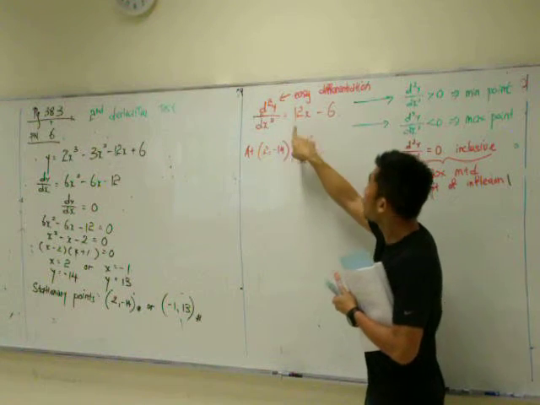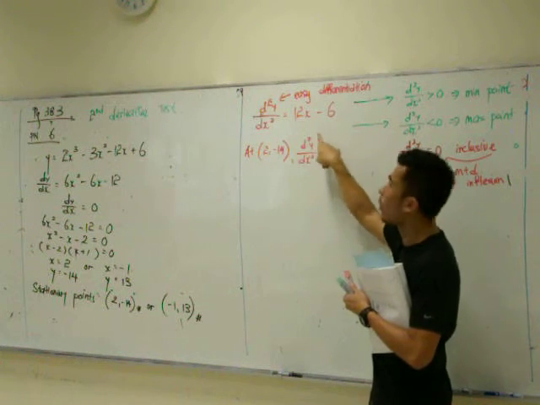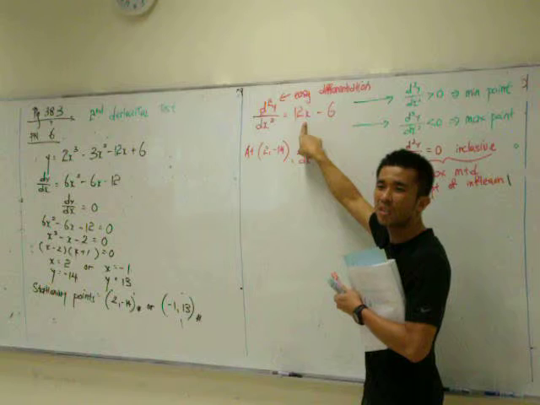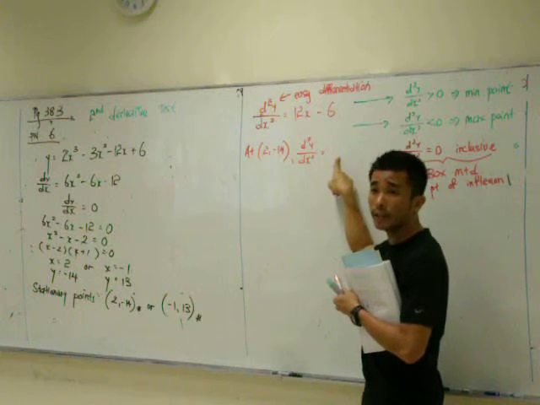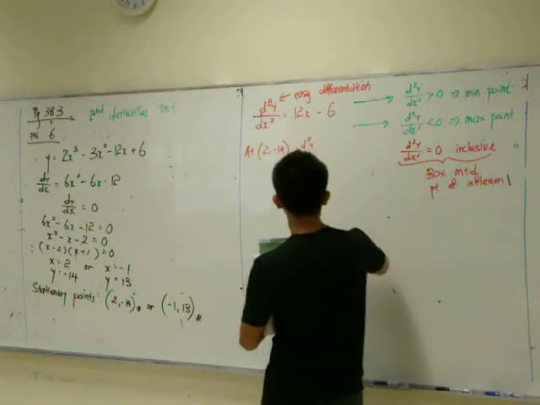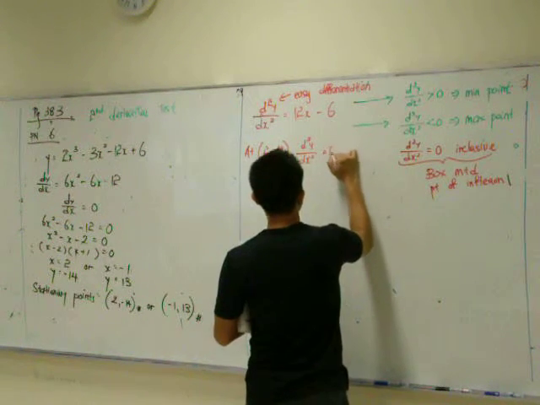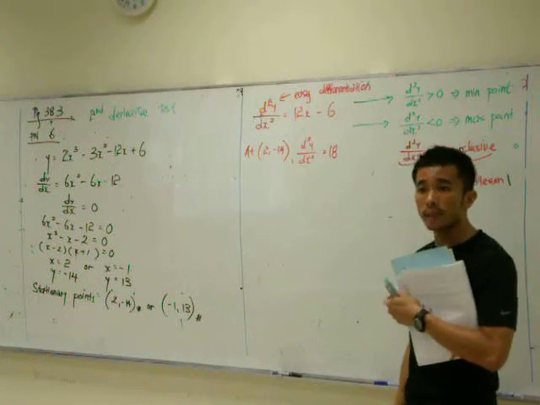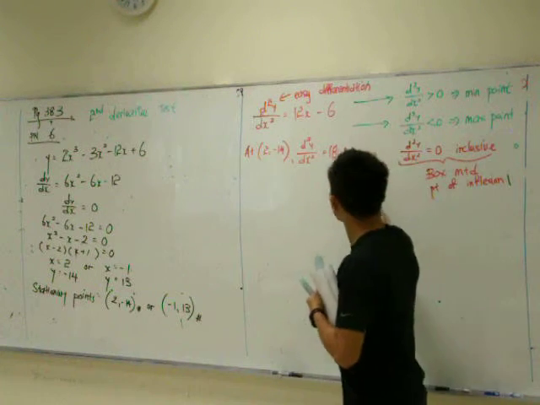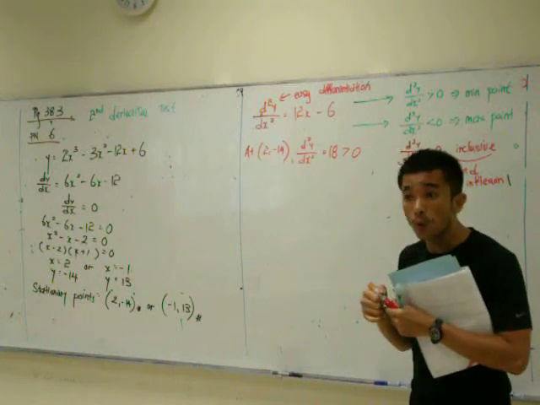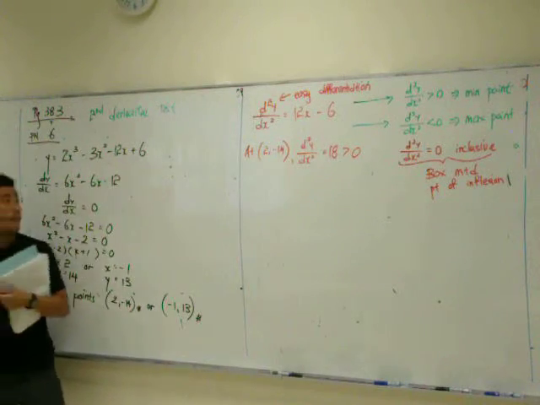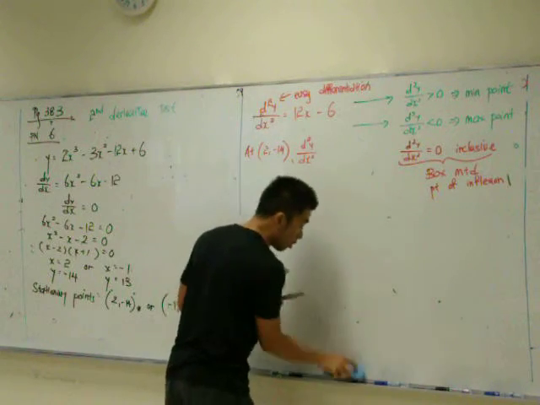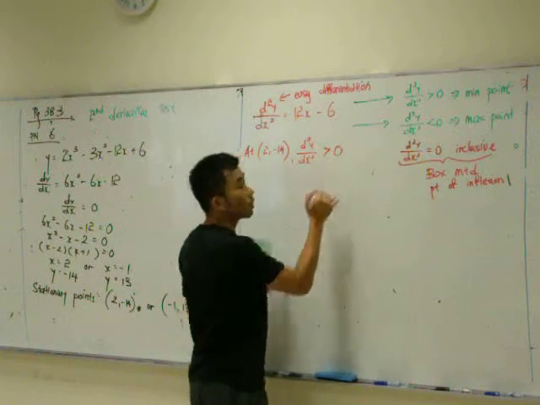Okay? So when I plug in 2 inside here, very easy one. 2 times 12, how much? 24 minus 6? 18. You don't need to write 18. If you want to write 18, you may. Is 18 positive or negative? Positive. So even if you don't want to write 18, you just have to show me the second derivative is greater than 0. It's good enough already.